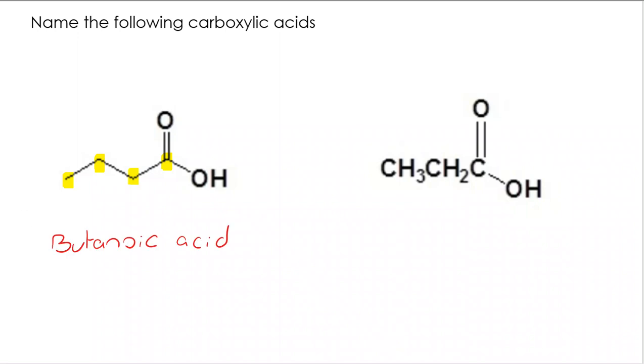On to the second one, I've got 3 carbons in a row. So that means it's propanoic acid. Now a carboxylic acid will always be the higher priority. It will always be carbon number 1. That means if it's the only functional group, we don't need to number it.